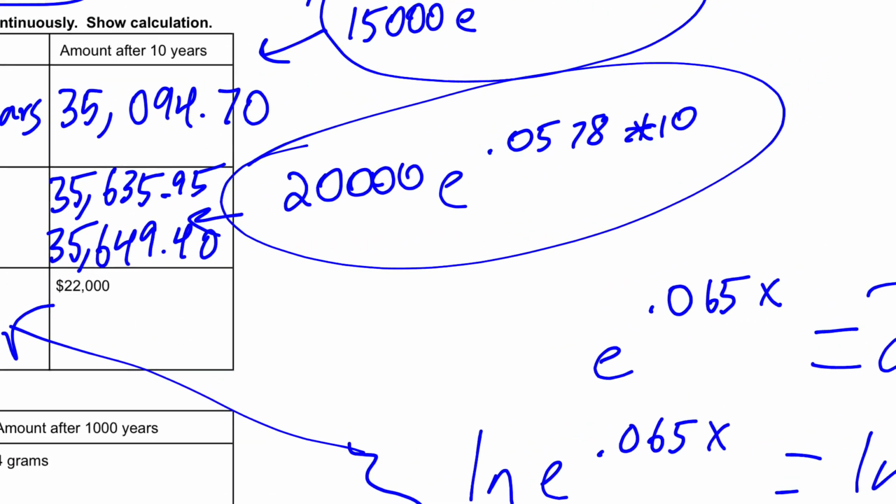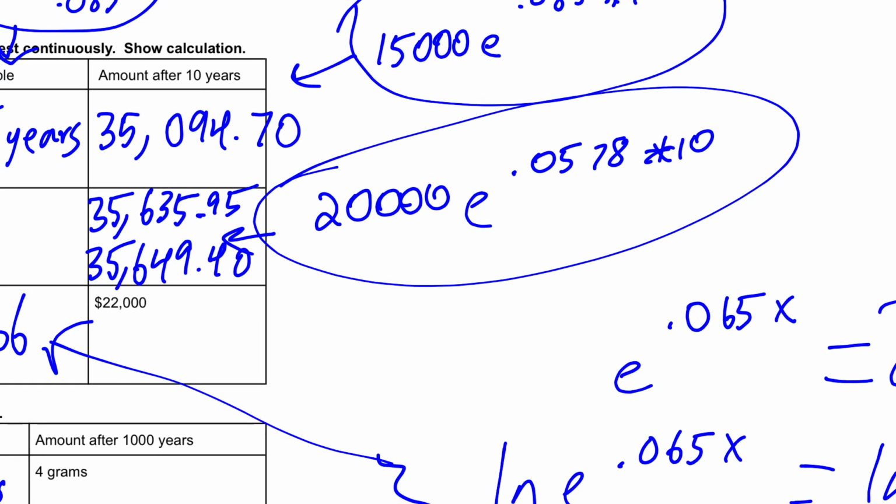In terms of the amount after 10 years, if you round, you get the bottom number. If you stored it in your calculator and had the precise value, you get the top answer. I'd probably take either one.